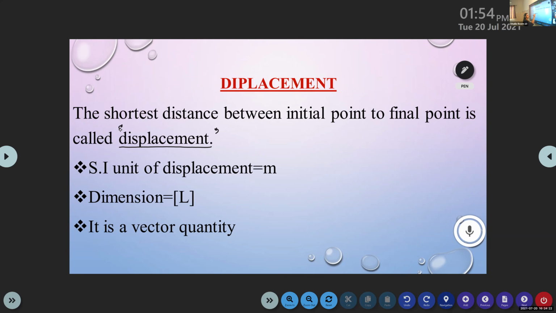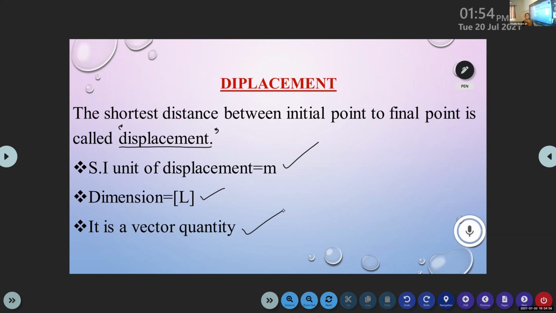And the SI unit of displacement is meter. It is expressed in meter. And the dimension of displacement is again length, because it is the shortest distance. And what is distance? Distance is the path length. So distance and displacement both indicate the length covered by the object. So the dimension is L, and it is a vector quantity because it has both magnitude and direction.